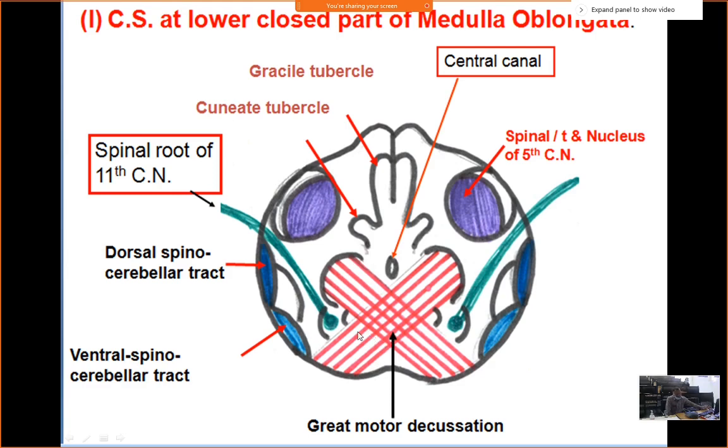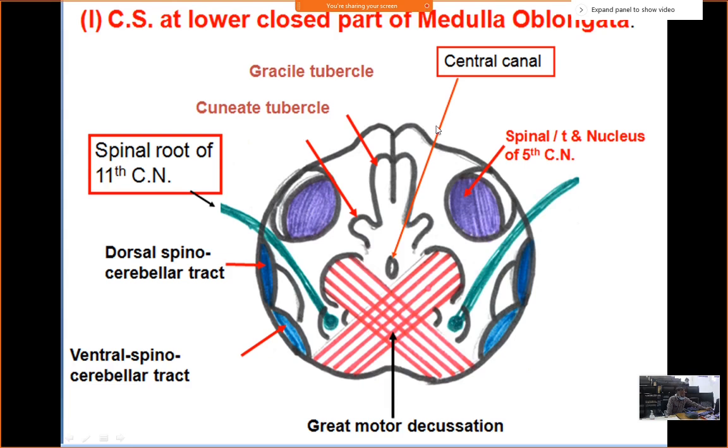Suppose in the spinal cord, you remember there is a central gray matter. In the center of the gray matter there is a central canal. Then outer to the gray matter, there is a white matter. The white matter means all the fibers. Now the same thing we can see in the closed part of the medulla oblongata also. Only the names will be different. So this is at the level of the lower closed part, or at the level of the pyramidal decussation.